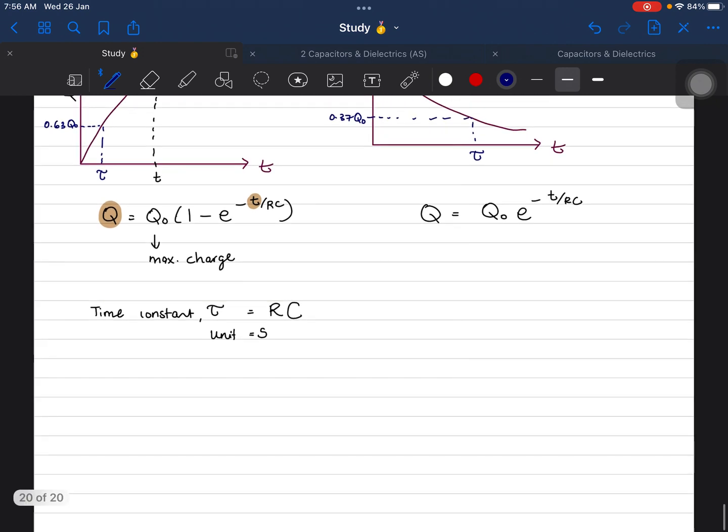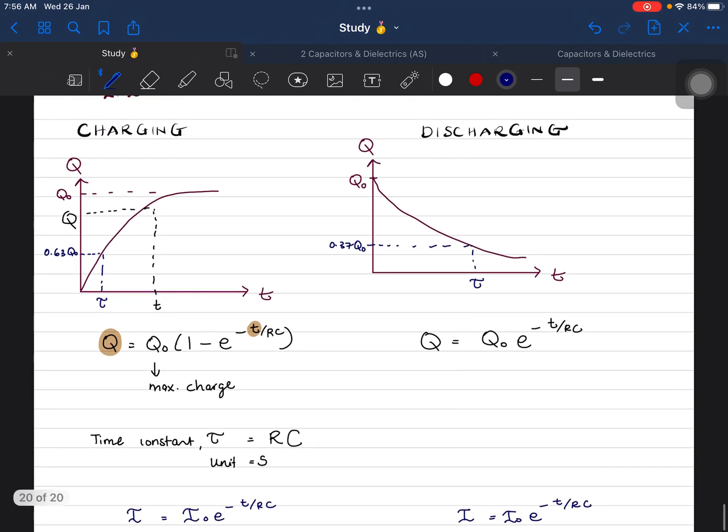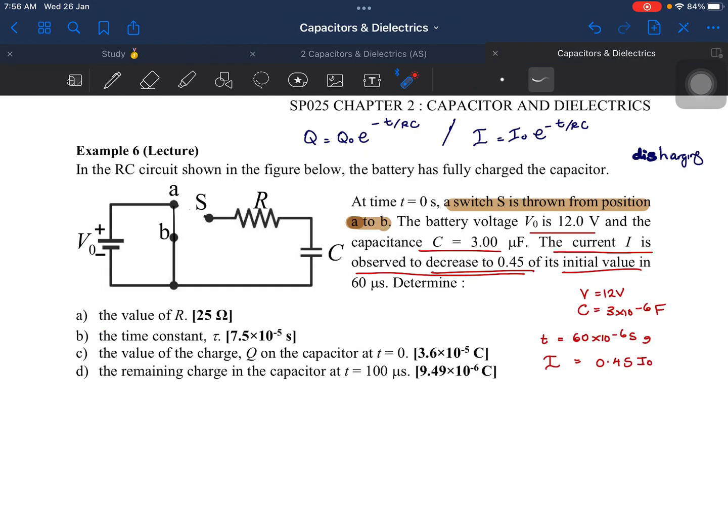So Miss nak emphasize balik, tak kisahlah dia proses charging or discharging, the formula for current would be the same, okay? Kenapa macam ni formula dia? You have to watch my previous lesson lah, okay? So discharging, two formula, this one and this one, okay? Right. So soalan minta the value of your R.